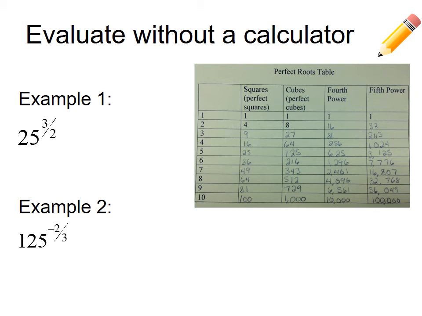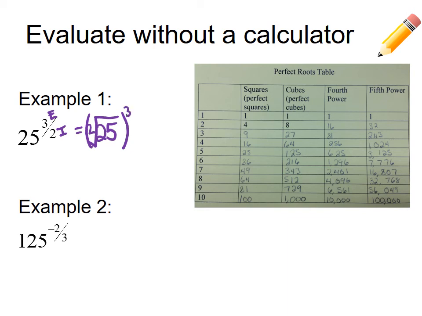Let's start off by rewriting our first example. Remember, 2 becomes your index, 3 becomes your exponent. Another little trick that I use, it's in alphabetical order. E comes before I. The 3's on top, the 2's on bottom. That might be a little trick to help you out. If I rewrite this, it becomes 25 to the square root to the power of 3.